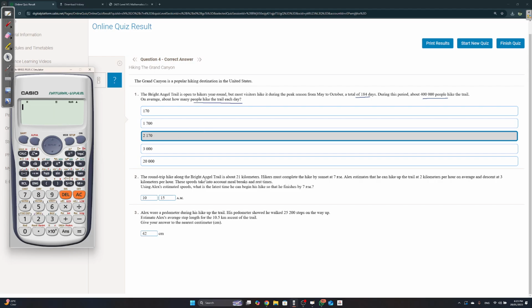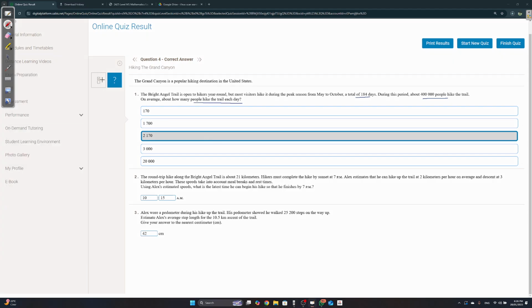The round trip along the Bright Angel Trail is 21 kilometers. Hikers must complete it by sunset at 7 p.m. Alex estimates that he can hike up the trail at 2 kilometers per hour on average and descend at 3 kilometers per hour. These speeds take into account meal breaks and rest times. Using Alex's estimated speed, what is the latest time he can begin his hike so that he finishes by 7 p.m.?